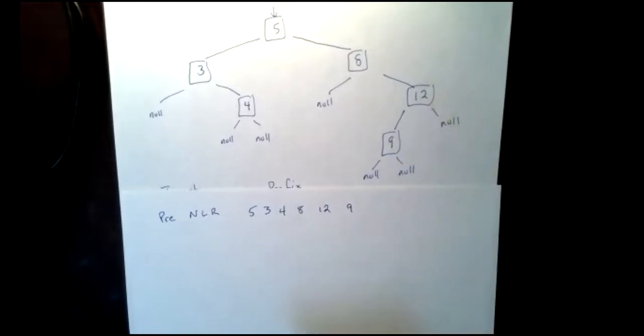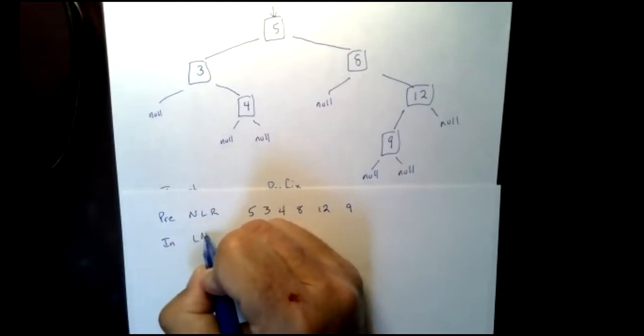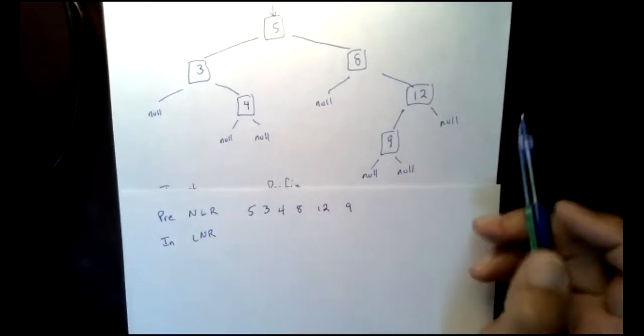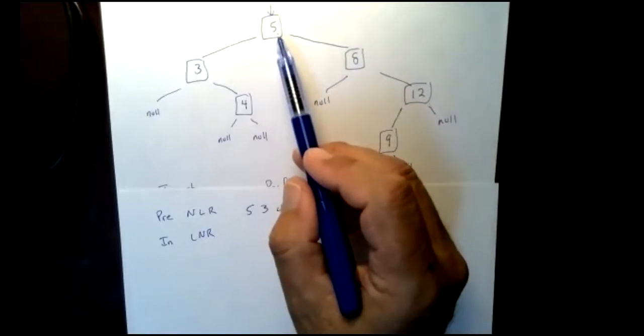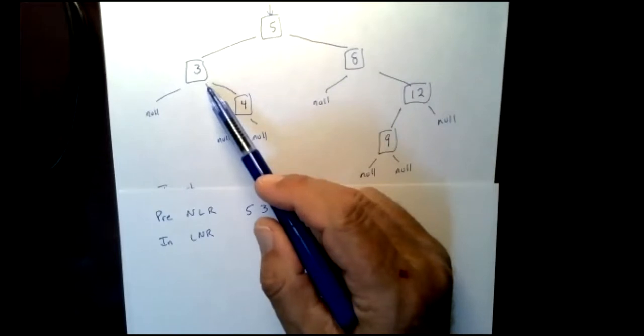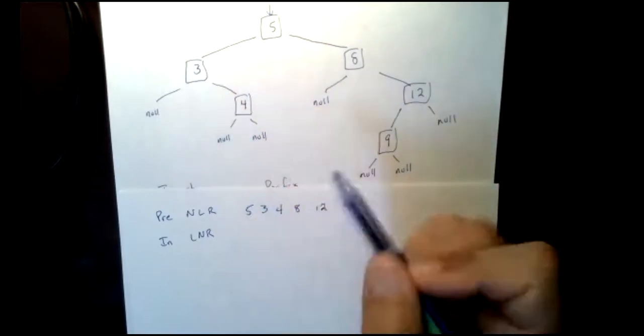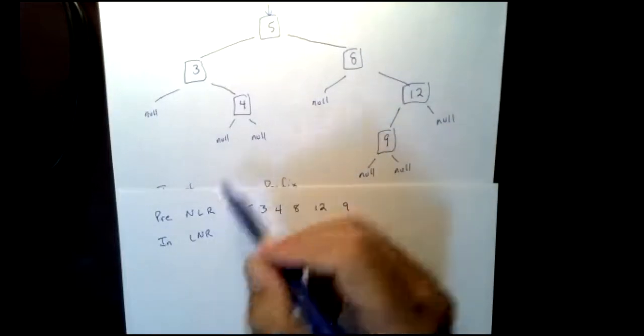Check right. Infix. This time the node is in the middle. So let's see, I started at 5. I don't want the node, I move to the left. I'm at 3. I don't want the node, I move to the left. There's nothing there, so I come back to the node, I get 3.